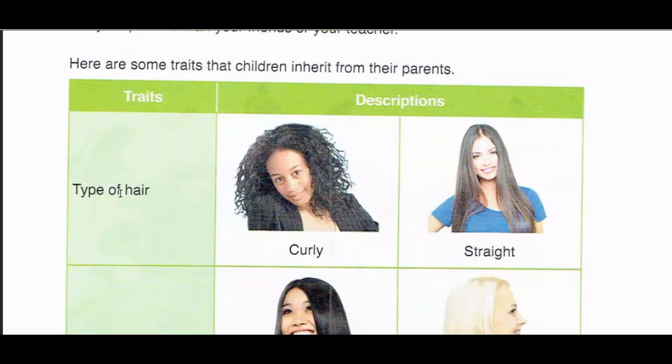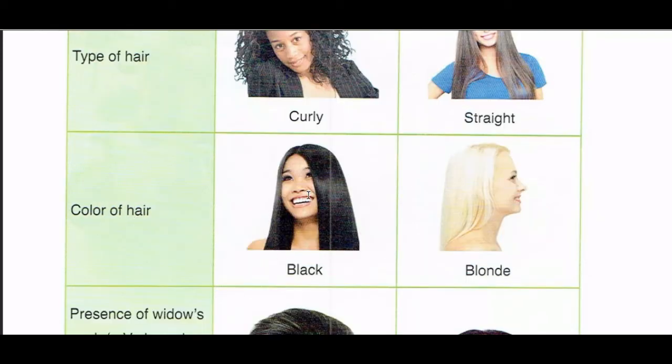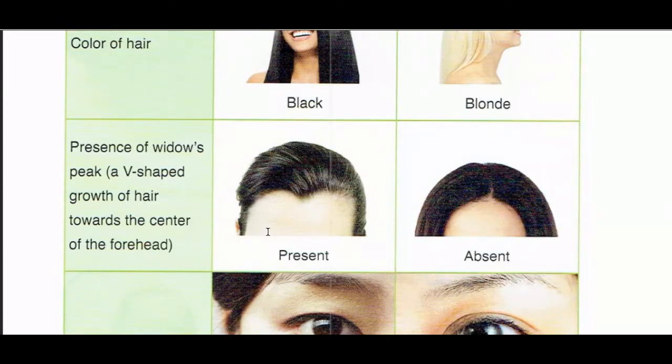So here we have as an example traits and descriptions. We have curly hair and straight hair. The color of the hair goes from black up to blonde. Or as an example, we have the type of the hair growth. We have the presence of a widow's peak. The widow's peak means that this here is a V going into the forehead, or absent where it is around. And here we have the V.